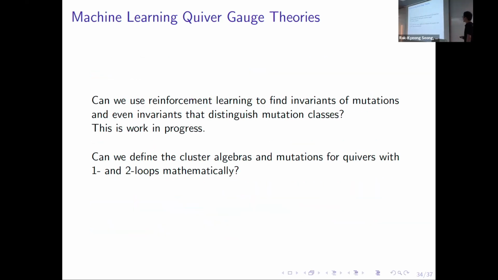And now what we are trying to do is use reinforcement learning to see if we can find any sort of invariance of the quivers that is invariant under the mutations. And of course, if we find the invariants, it does not necessarily mean that they will be different for different mutation classes. So maybe we need to find a set of invariants that would actually distinguish different mutation classes. Right now, for quivers with 3 nodes, it's relatively easy.